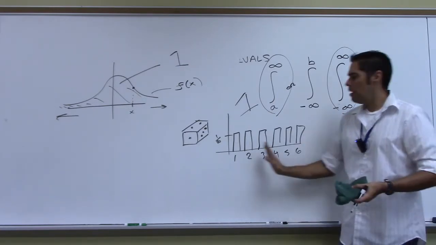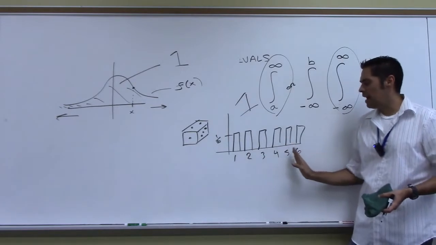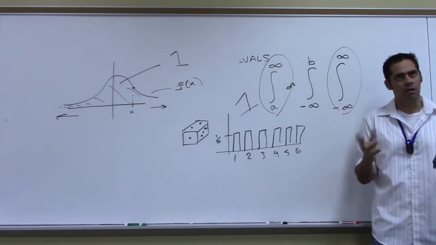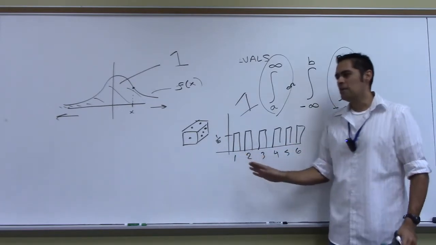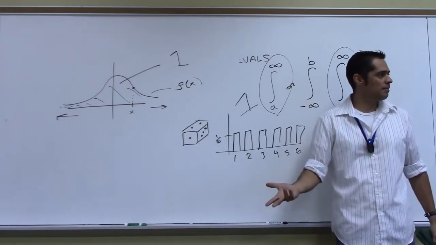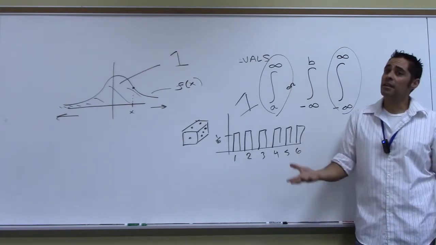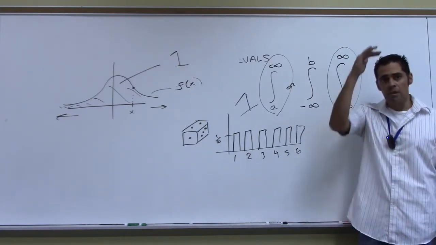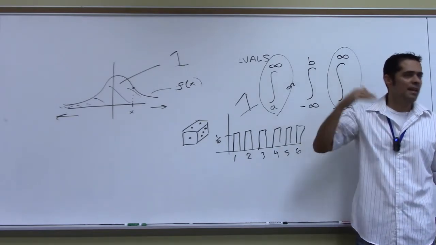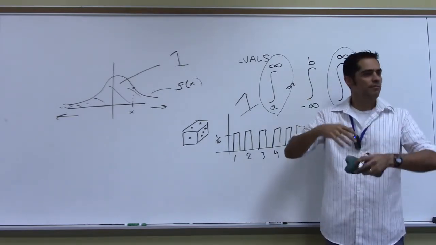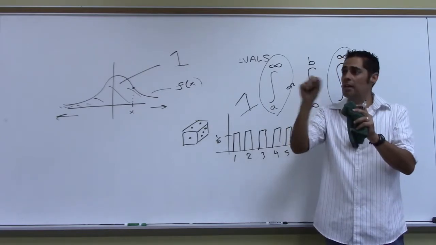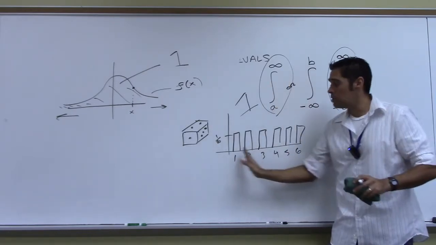But see, the thing about rolling a die is that the values that can come out are finite. I mean, they are discrete, what we call discrete. You can't get 1.5 when you roll a die, right? But not everything is discrete. When you measure people, it doesn't have to be exactly so many inches. You can have decimals, can't you? So you can have all the numbers in between.